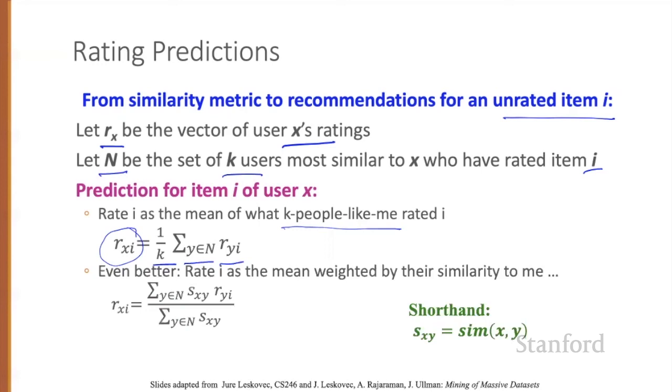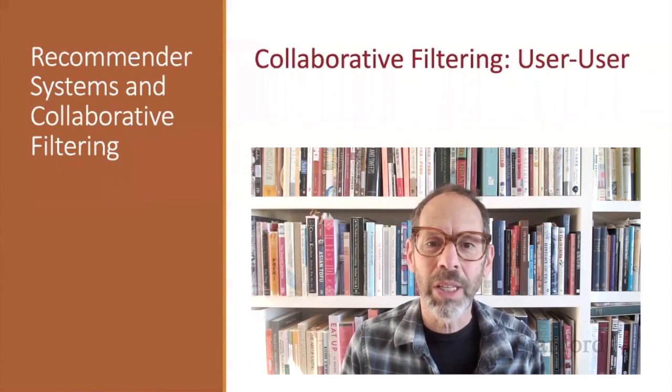Even better, we could rate I as that same mean, but weighted by those other users' similarity to me. So our estimate of X's opinion about I is the sum over the similar neighbors of their opinion about I, weighted by how similar they are to X, and divided by the sum of those similarities to normalize. We've now seen the user-user version of collaborative filtering.